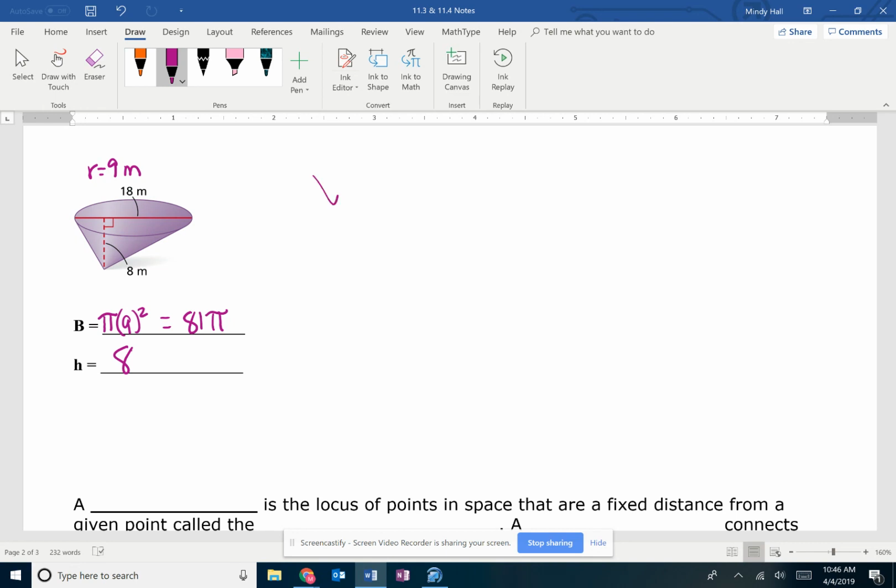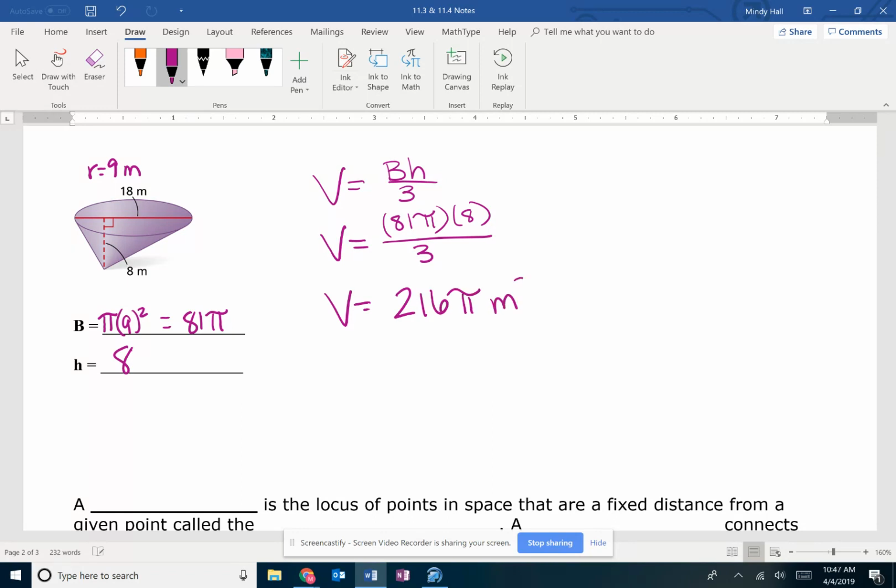So then we're just going to plug it straight into the formula. Base area times height divided by 3. My base area is 81 pi. My height is 8, and we divide by 3. So 81 times 8 divided by 3 is 216 pi, and this is meters cubed. Or we take 216 and we multiply it by pi to get 678.584. So it will be 0.58, because remember, we're looking at the 8, the 4 tells us to keep it.